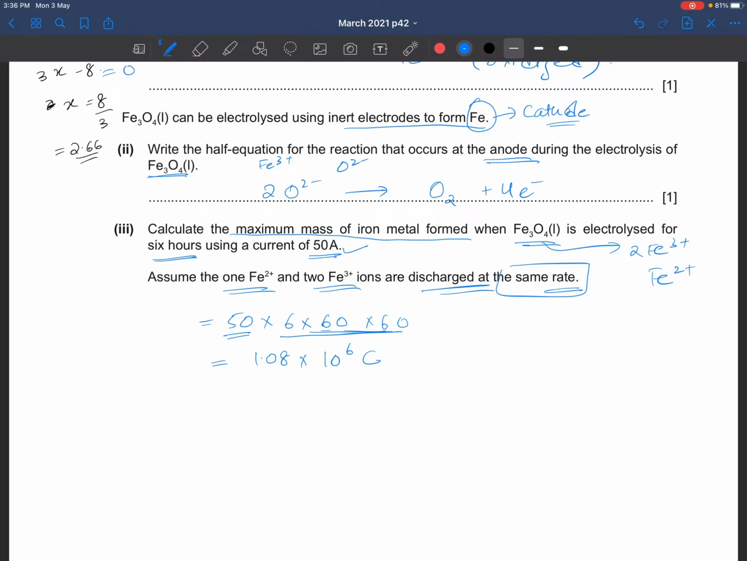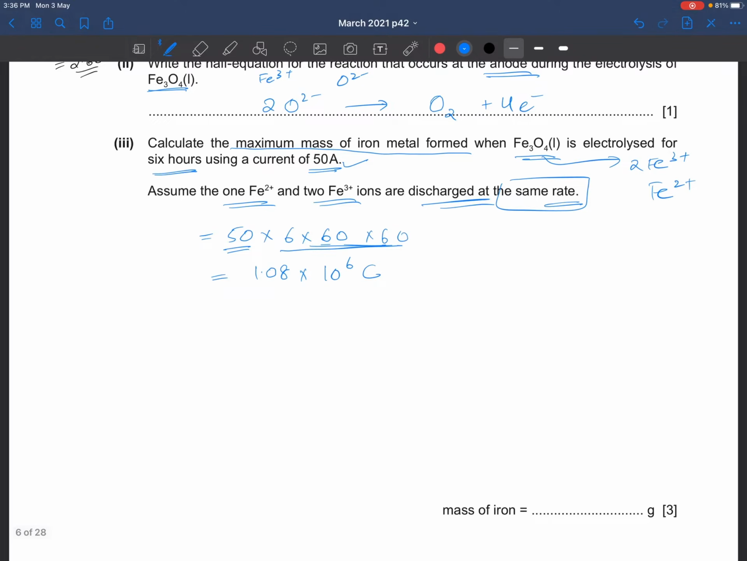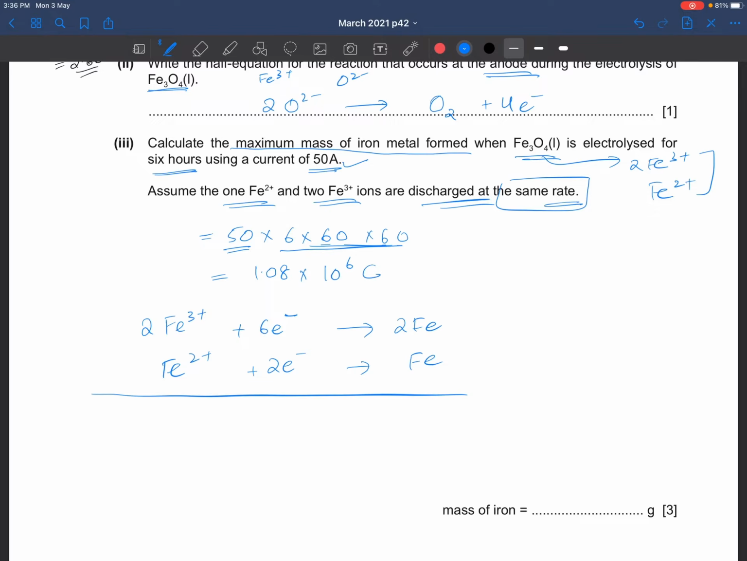All right, now next thing is you can see, as we have this data here, that 1 mole of Fe3O4 contains 2 Fe3+ and 1 Fe2+. So for Fe3+ at the cathode, gain of electrons occurs. So we have 2 Fe3+. That means in total they gain 6 electrons, and we get 2 moles of Fe from Fe3+, and we have an Fe2+ as well, which gains 2 electrons, and we get an Fe. So in total, how many moles of Fe are we getting?